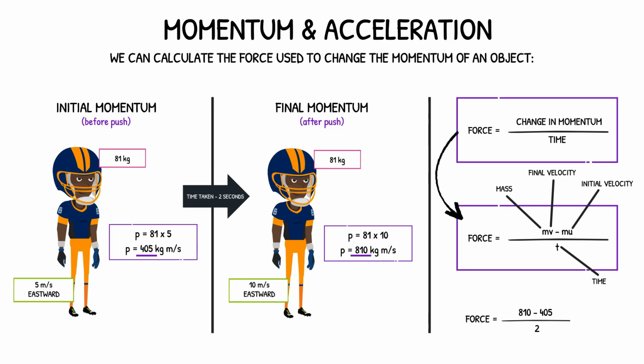810 minus 405 divided by 2 is equal to 202.5. The force used to change the momentum of teammate B from 405 kilogram meters per second to 810 kilogram meters per second was 202.5 newtons.